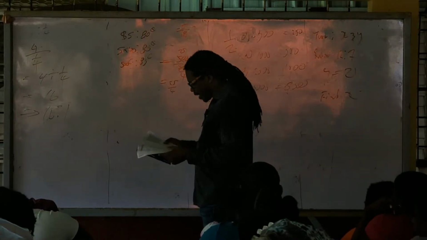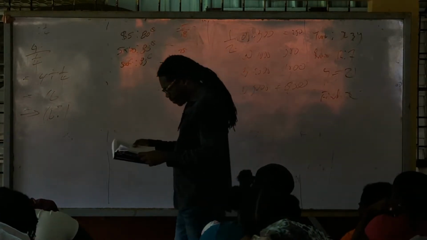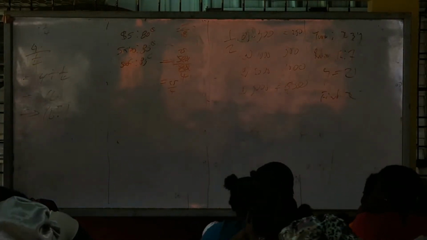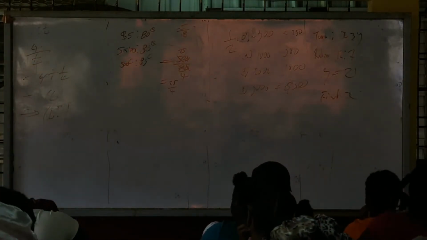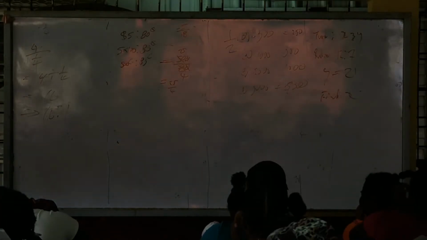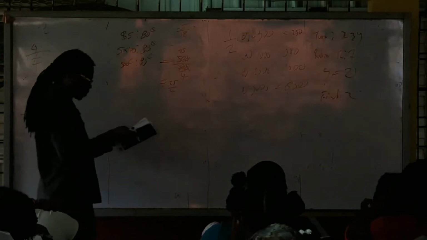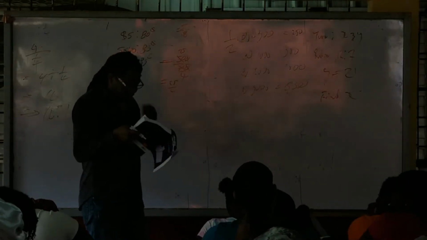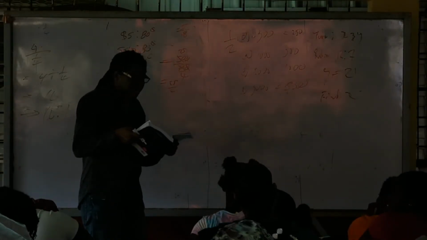Now let me show the book here in the mind. All right, two amounts of money. 8 to 5.